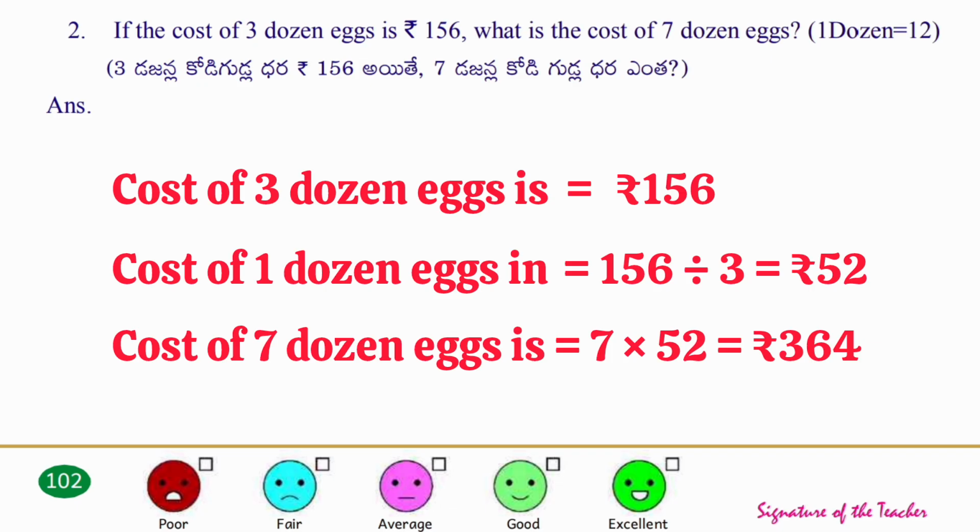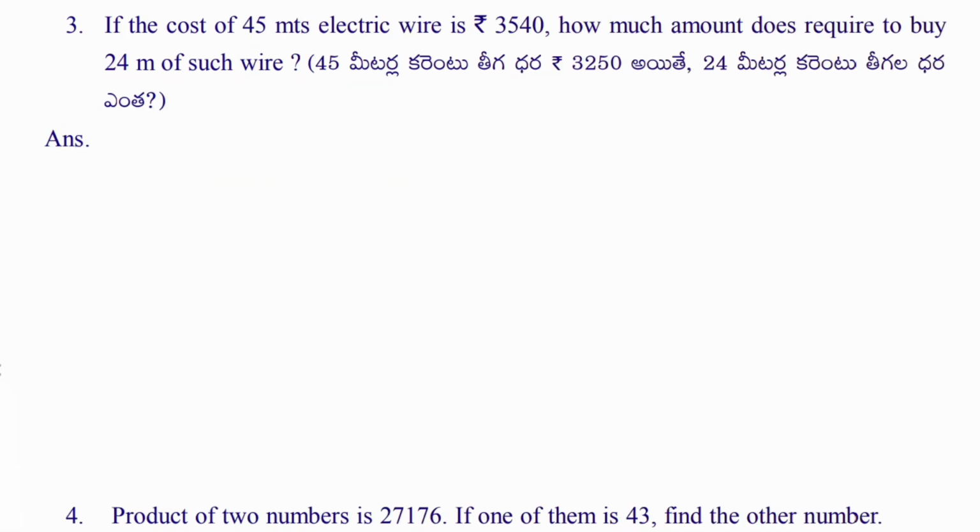Why am I taking 3? Because they have given the 3 dozen rate. That's why I am dividing by 3, so that I'll get the 1 dozen rate. So 156 divided by 3, you will get the answer rupees 52. Now we'll find the cost of 7 dozen eggs, which is 7 into 52, equal to 364. So 7 dozen eggs will cost 364. Understood, guys?